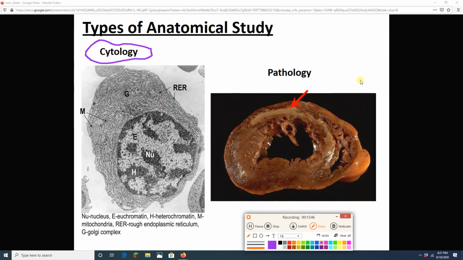Another study that we have to be aware of is pathology. Pathos literally means suffering. So literally pathology is talking about suffering. It is more practically the study of disease. Now, when you're doing pathology, you could be doing gross pathology, looking at diseased organs with your naked eye.